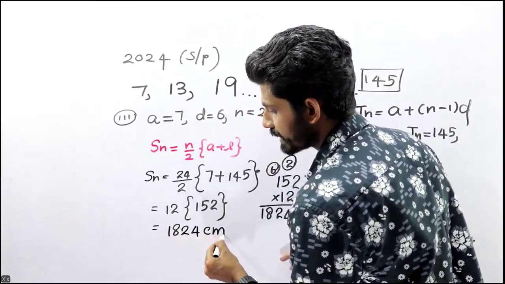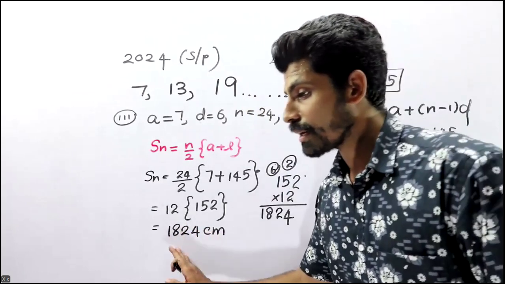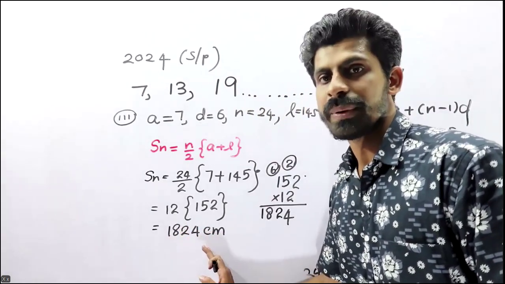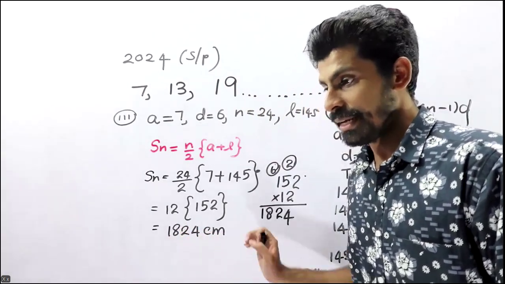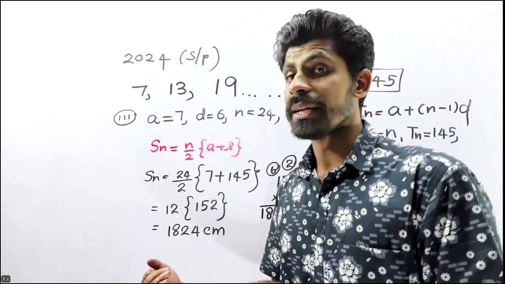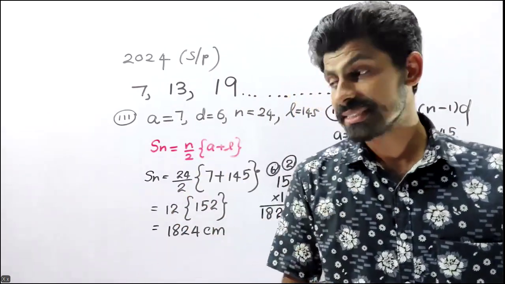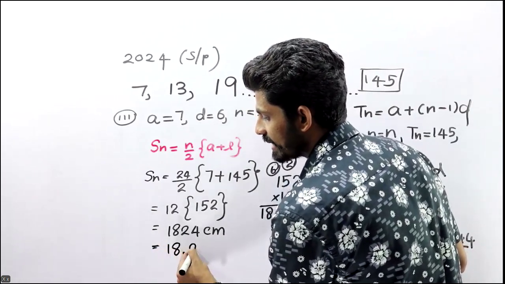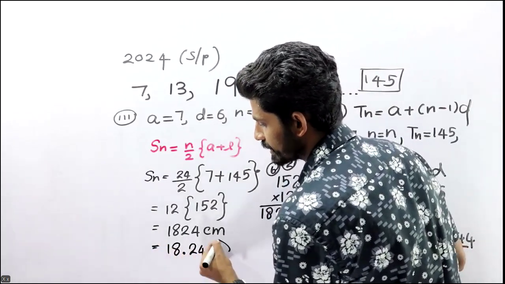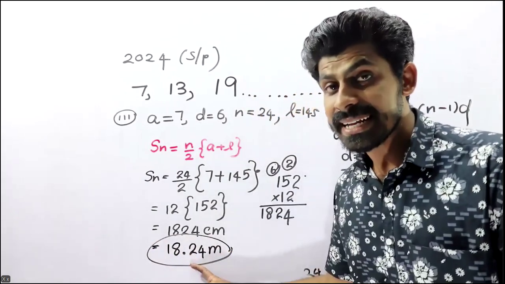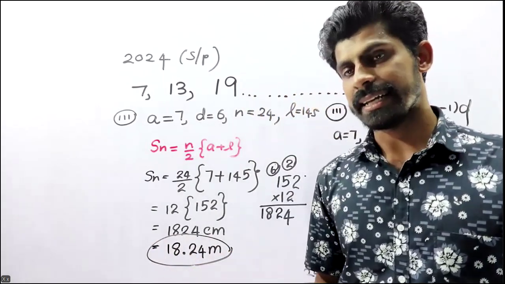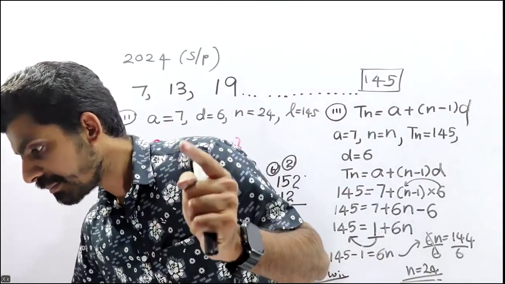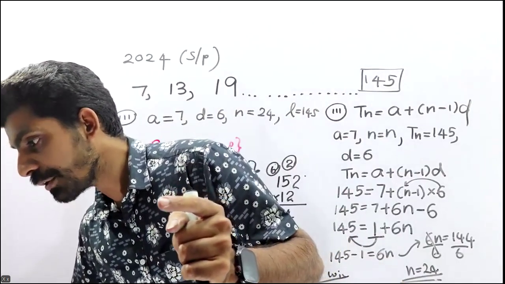1,824 centimeters. That means how many meters? 18.24 meters. So it is more than 18. Therefore, the 18-meter cable is not enough. Sorry, the 18-meter length is not enough.